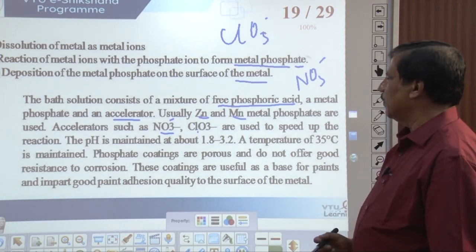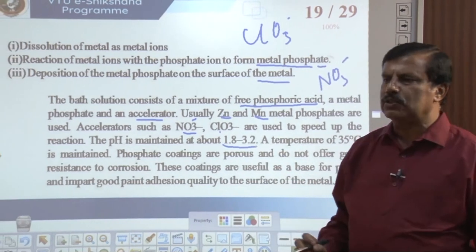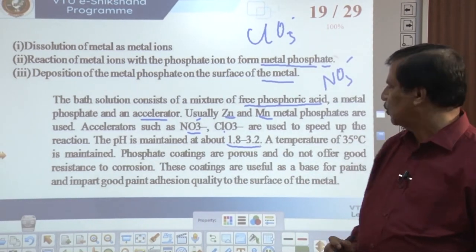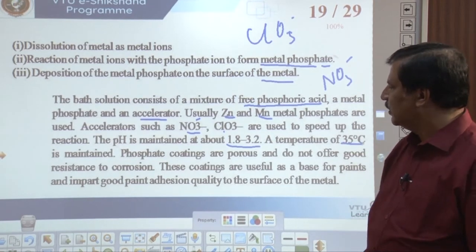Then the pH is maintained acidic, between 1.8 and 3.2. A temperature around 35 degrees Celsius is maintained.